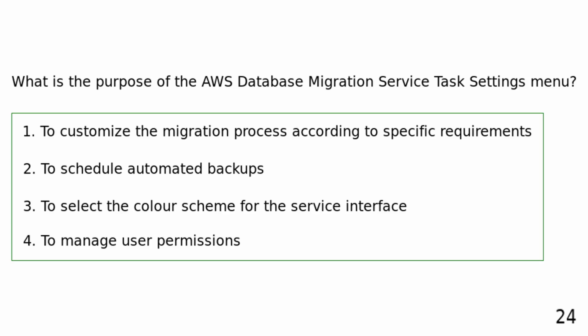What is the purpose of the AWS Database Migration Service Task Settings menu? To customize the migration process according to specific requirements. To schedule automated backups. To select the color scheme for the service interface. To manage user permissions.